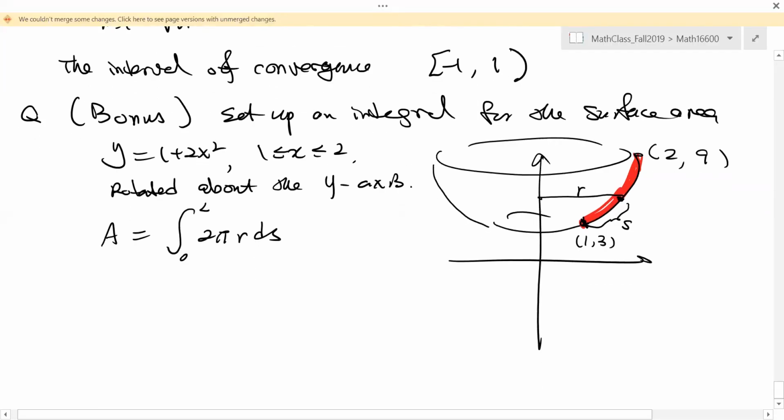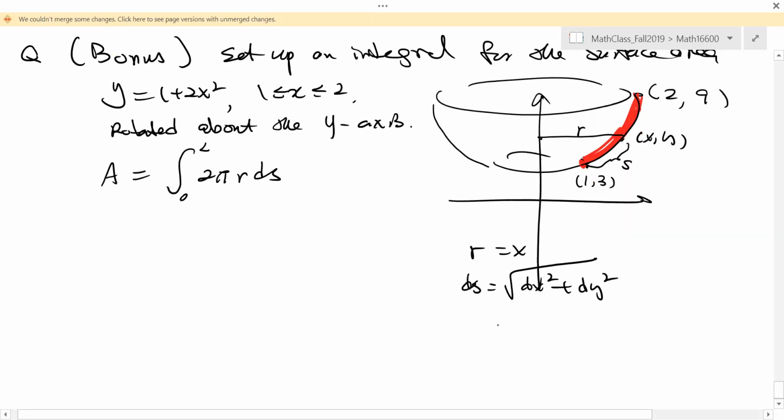But if you want to, you can change it to the x variable or the y variable. It doesn't matter. Here r is going to be x. Then ds is going to be the square root of dx squared plus dy squared. At this point, you have to decide which variable you're going to use. I think it's obvious to use the x variable, so that is going to be the square root of 1 plus (dy over dx) squared, times dx. You can use the y variable, but using the x variable is great.